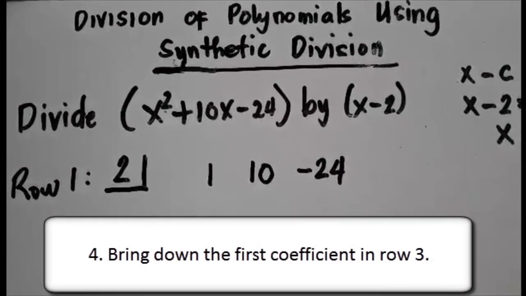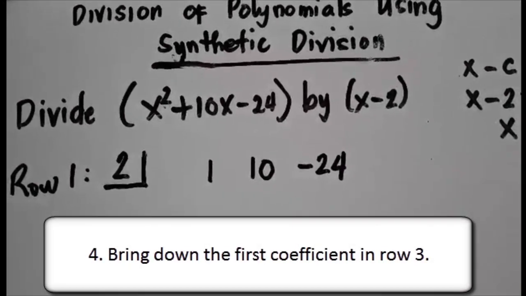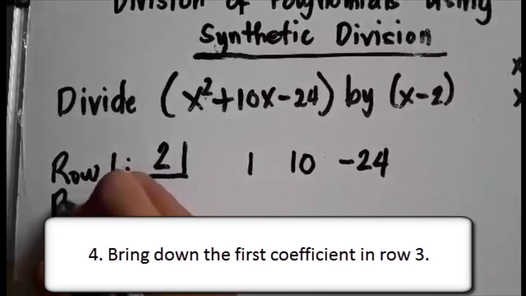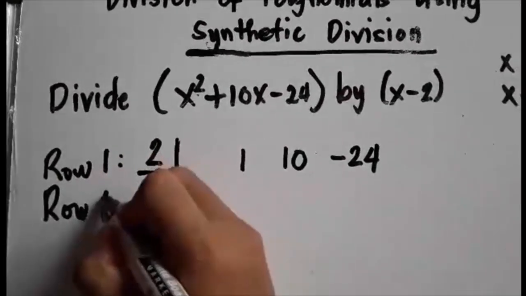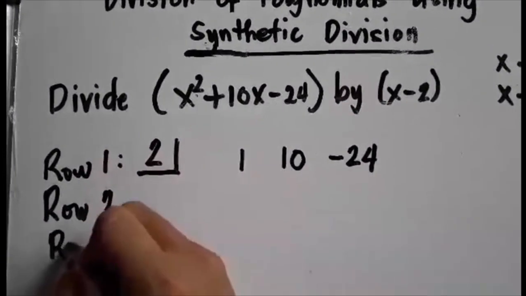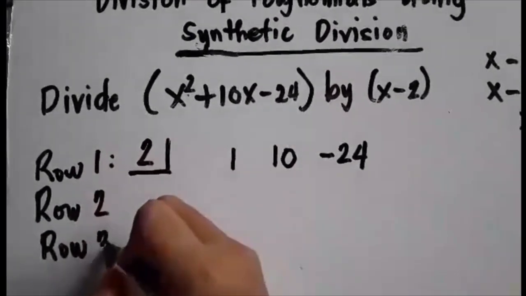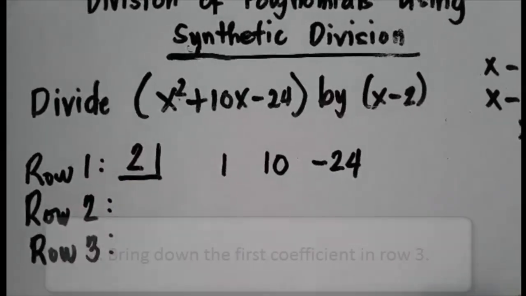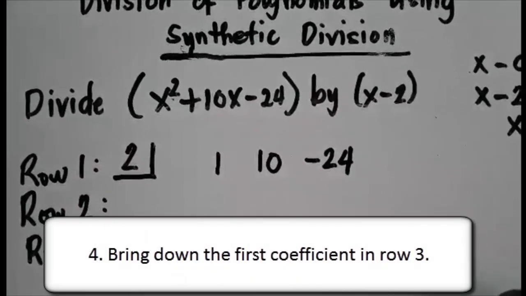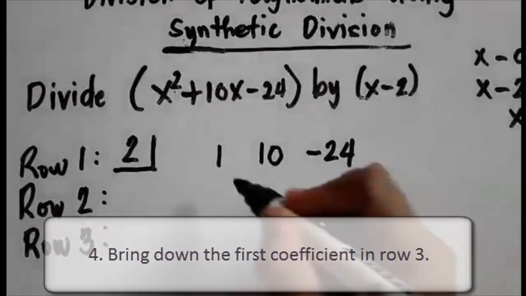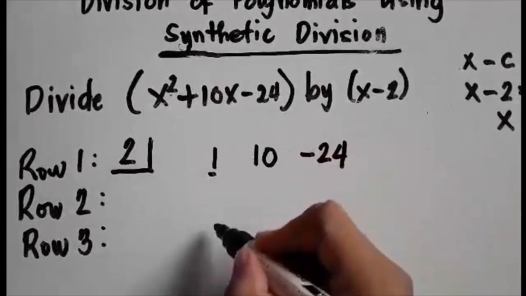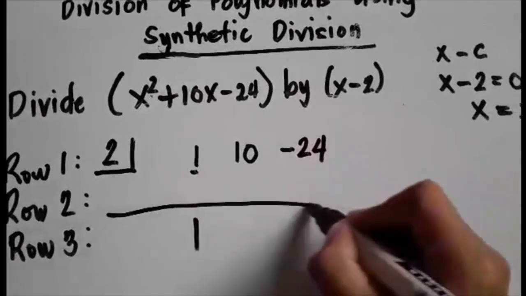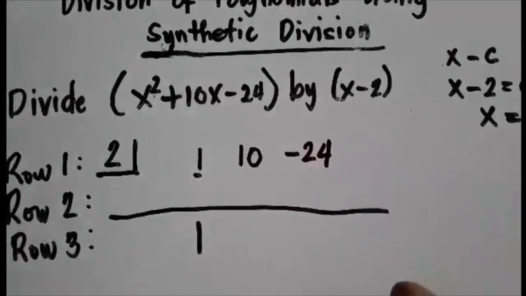So let us have the fourth step. Bring down the first coefficient in row 3. So kanina meron tayong row 1, so magsulat tayo para naman sa row 2, and then for row 3. For step number 4 na binasa ko kanina, bring down the first coefficient in row 3. So ito yung ating first coefficient, i-bring down natin sa row 3. Lagay tayo ng mahabang guhit.